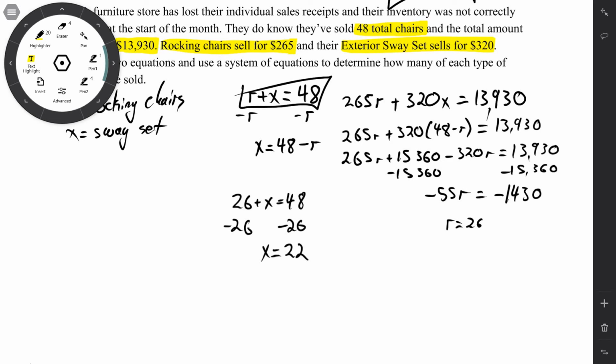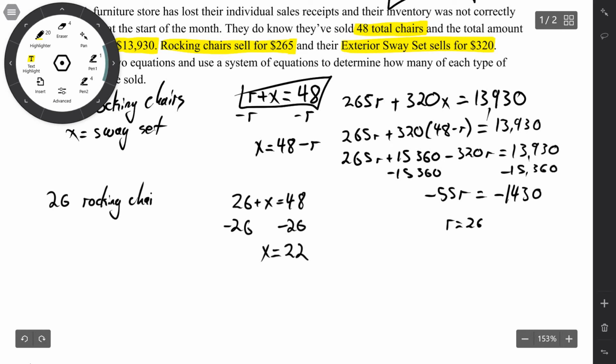And remember, we don't want this as an ordered pair because x and r isn't going to make sense. If someone wrote an ordered pair for this question, I wouldn't know what it actually meant. So I would say we sold 26 rocking chairs and 22 sway sets. And that would be the answer for this one.